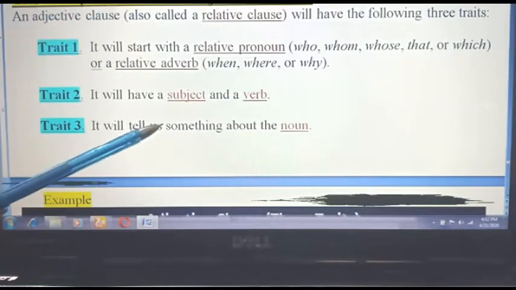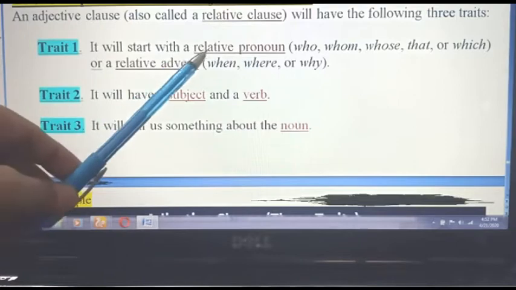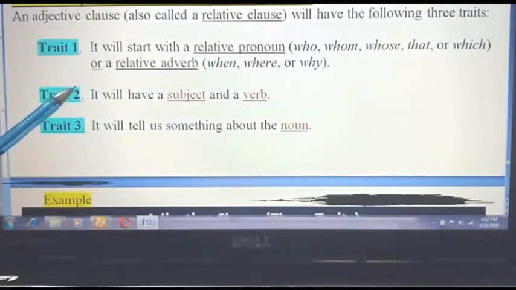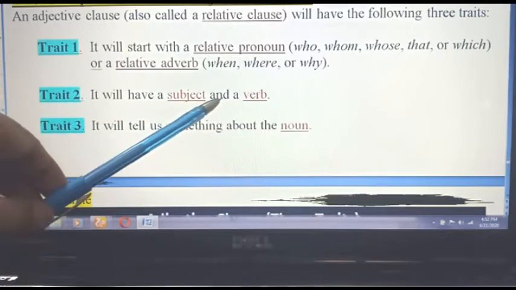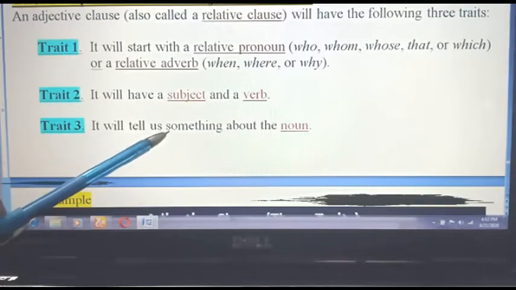Let us revise it. Trait 1. It will start with a relative pronoun or a relative adverb. Trait 2. It will have a subject and a verb. Trait 3. It will tell us something about the noun.